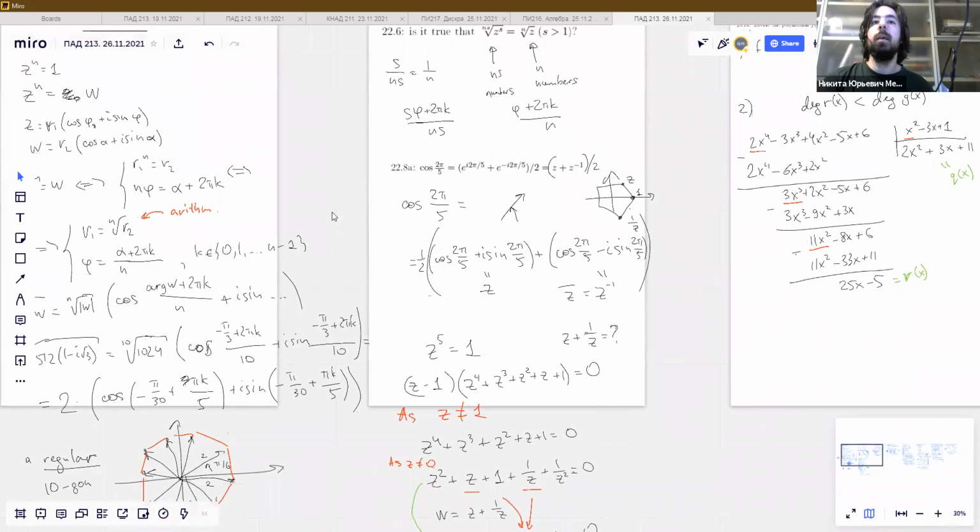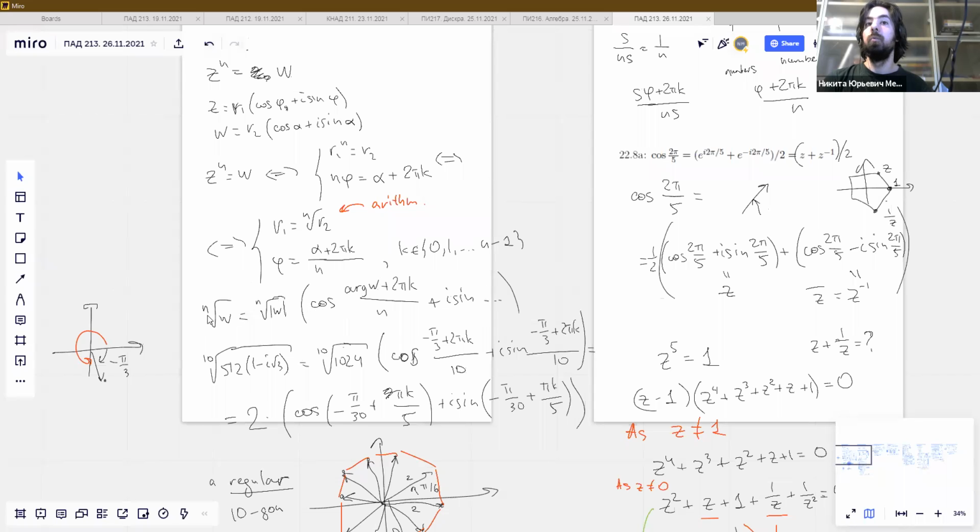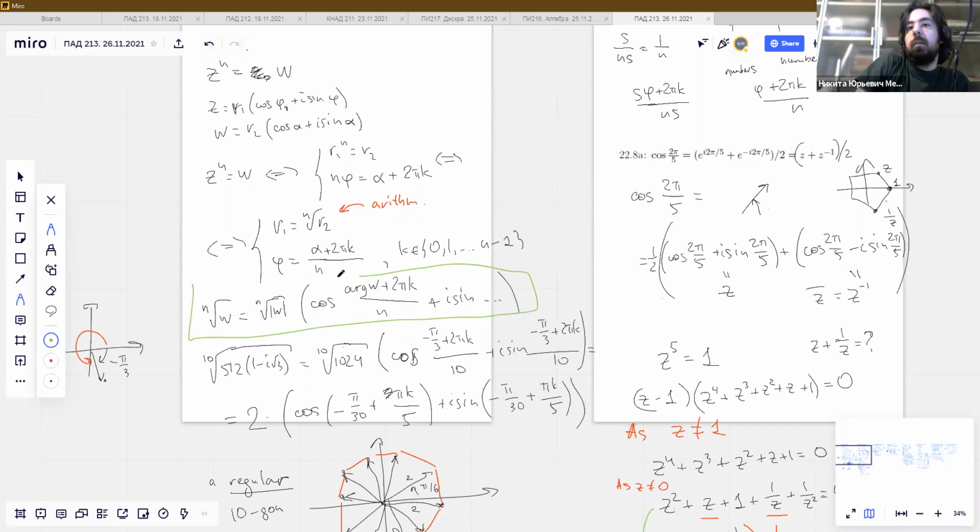Yes. So again, there is a simple rule that is described in this line. To find nth roots of a complex number, I take the nth root of its absolute value separately. That's easy. And for the angles, I take the angle of my complex number, I add 2 pi k for different values of k, like 0, 1, 2, etc., and I divide it by n.